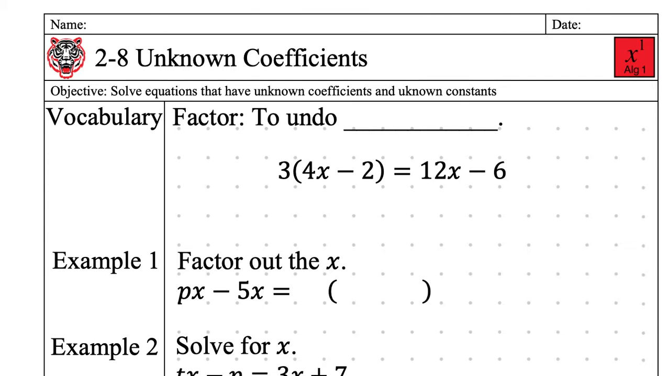All right, so today's date is Thursday, September 26th, 9/26, 2019. Make sure your name and date are on the paper.